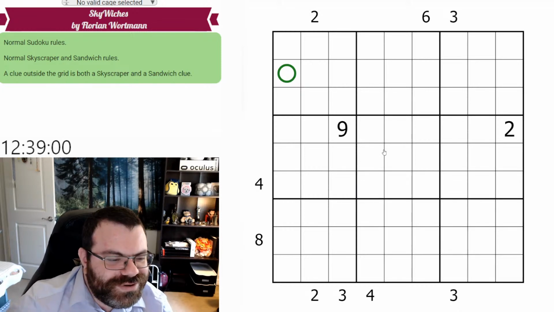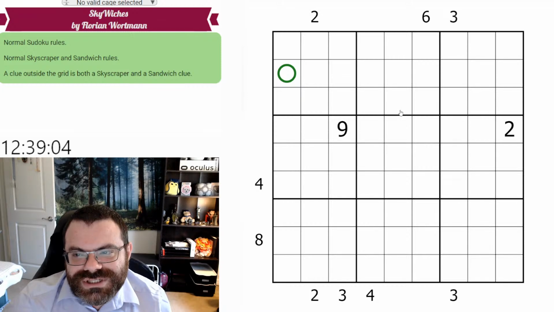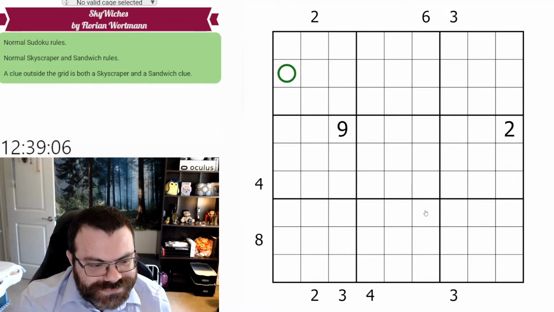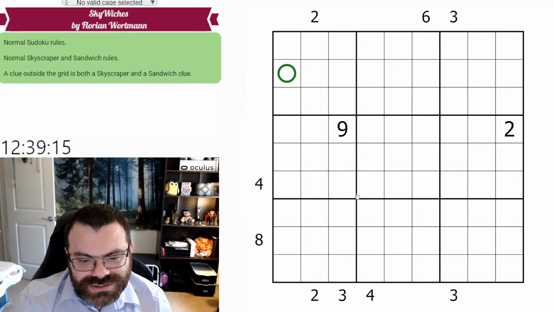But now that both titles are taken, no other puzzles like this can be made. That's true. I think Phillips was X-sum and sandwiches. This is skyscraper and sandwiches. Okay. So let's get started.